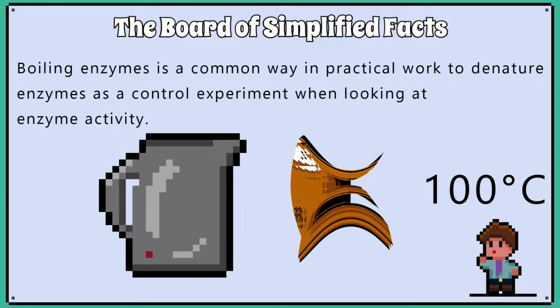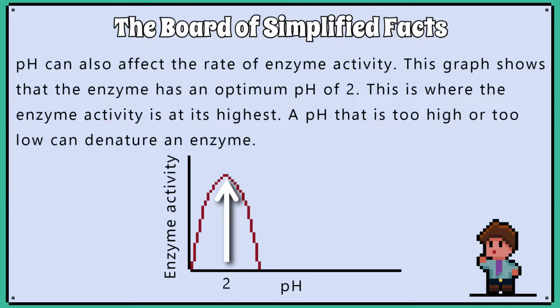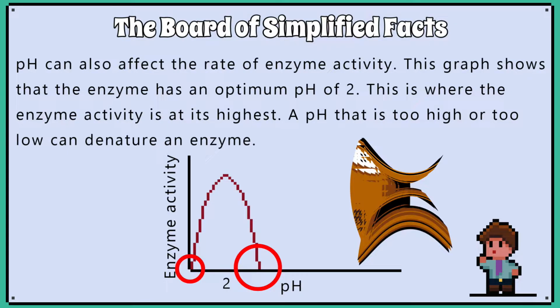Boiling enzymes, for example, is a common way in practical work to denature enzymes as a control experiment when looking at enzyme activity. pH can also affect the rate of enzyme activity. This graph shows that the enzyme has an optimum pH of 2. This is where the enzyme activity is at its highest. A pH that is too high or too low can denature an enzyme.